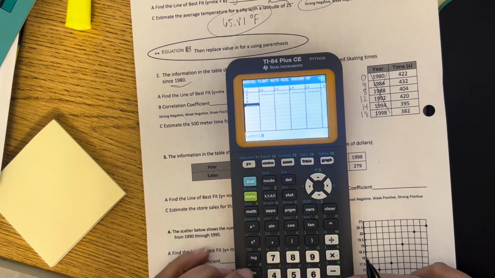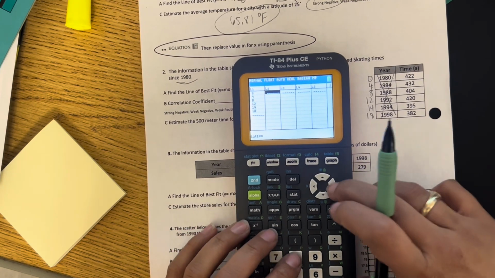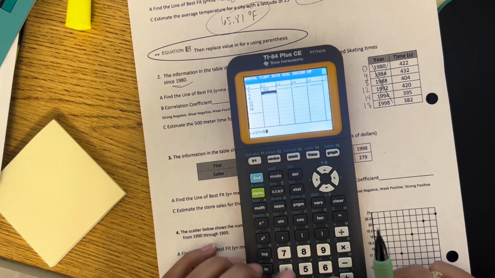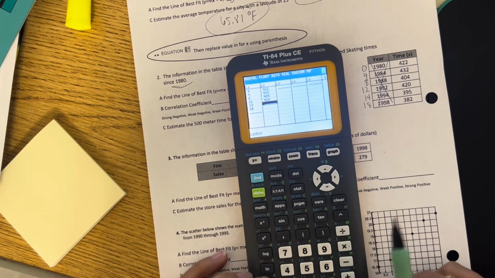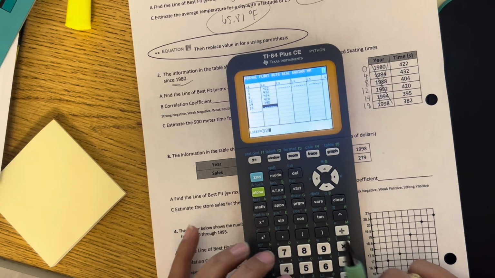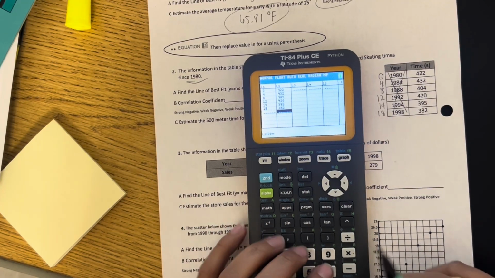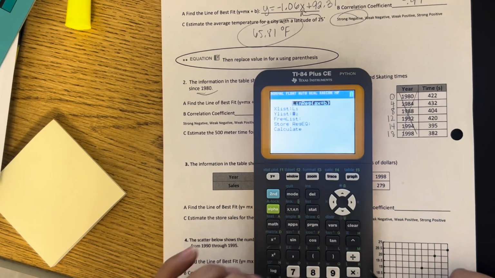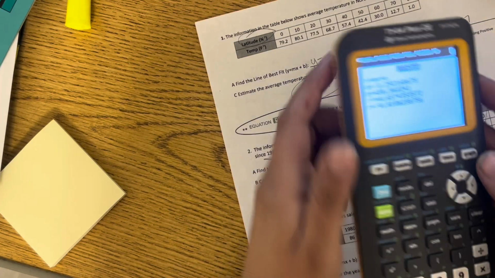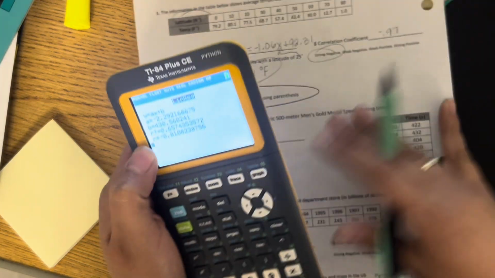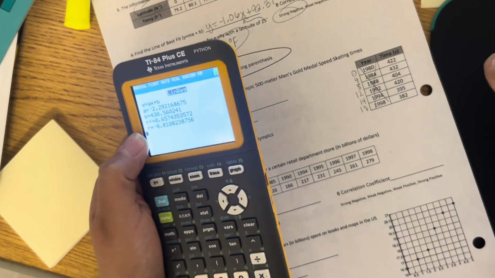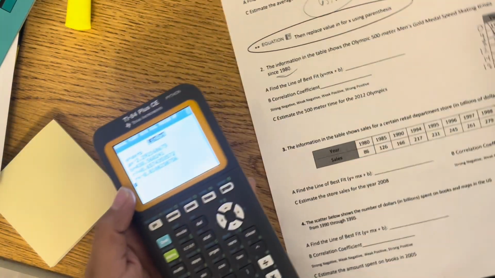0, 4, 8, 12, 14, and 18. And then I go on the right and type in those Y values. Make sure to type it in correctly. And then I'm going to do stat, calc, 4, enter, enter, enter. So again, you're going to get crazy looking decimals because when I plot these points, they would be the most random looking dots on a graph.